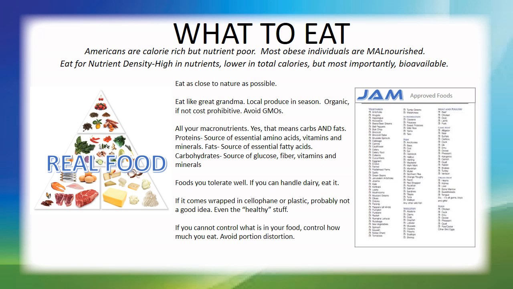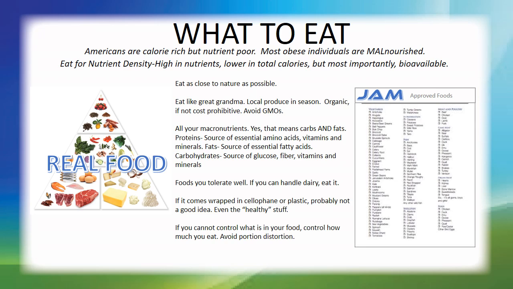So we talked about why to eat and how much to eat. Let's talk about what to eat. Americans are calorie rich but nutrient poor. In fact, most obese individuals are malnourished. That seems kind of counterintuitive. We don't think of heavy people as being malnourished, but it's talking about not having the nutrients, the vitamins, the minerals, the essential fatty acids, and the essential amino acids to promote health.